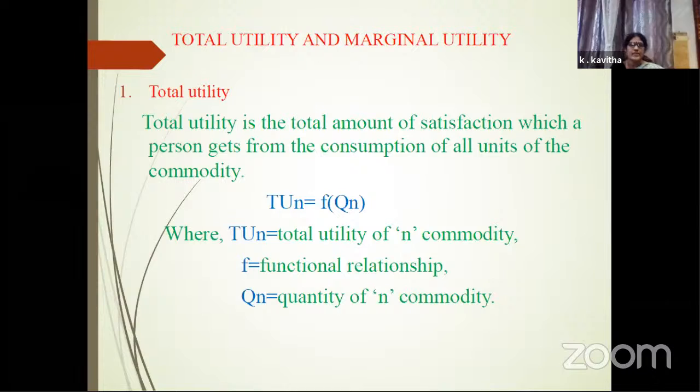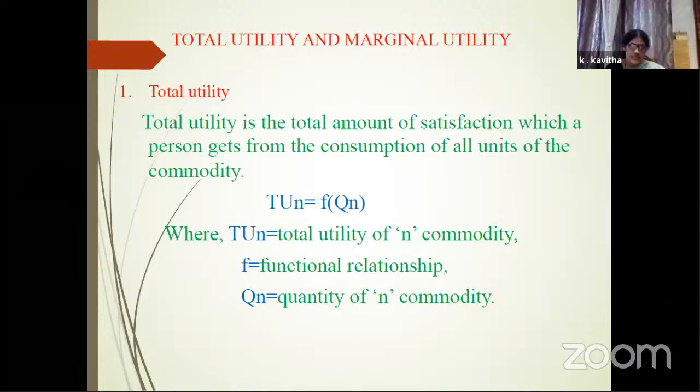That's why we can say the total utility formula is TUn is a function of Qn. TUn is a function of Qn, where TU is total utility and n is the nth commodity. Whatever you have, n commodities may be apple or orange, maybe anything, any good which you are using. And f is the functional relationship and Qn is the quantity of the nth commodity. So to know the total amount of satisfaction, we will use this one: TUn equals f(Qn).